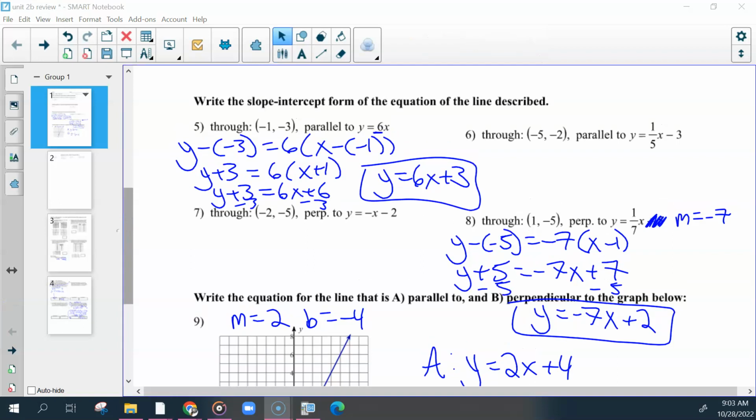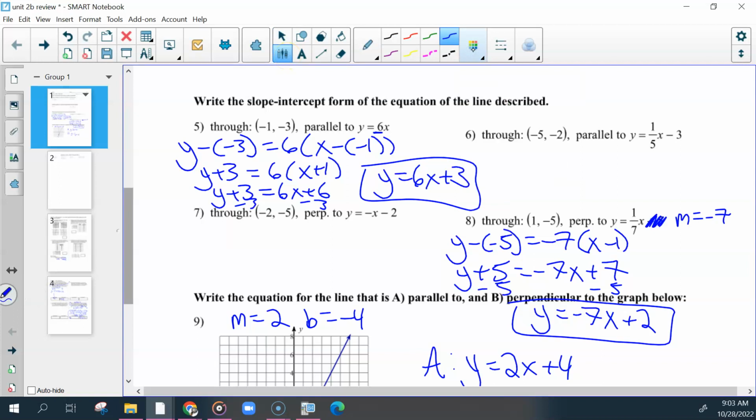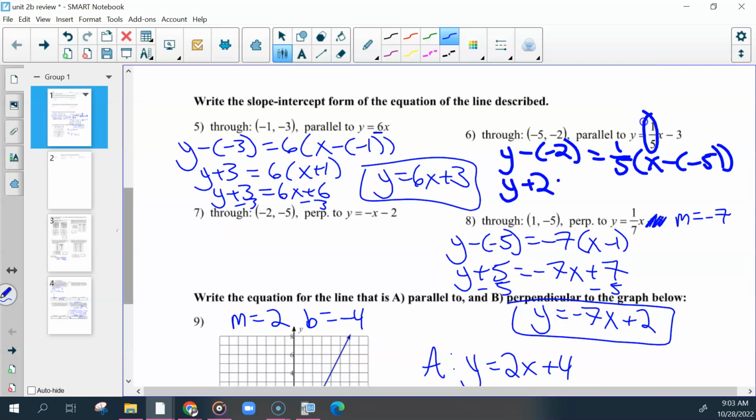It's similar to 5. Since this is parallel, it's going to be the same slope. So y minus negative 2 equals 1/5 times x minus negative 5. Make these both pluses, and then you would solve it the same way we did before. Distribute, and then move your 2 over by subtracting.